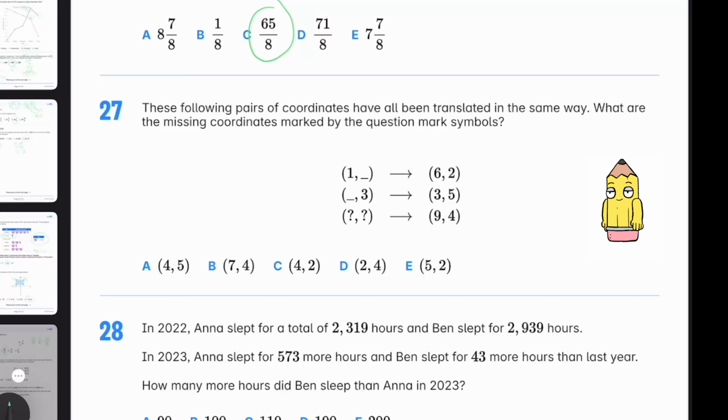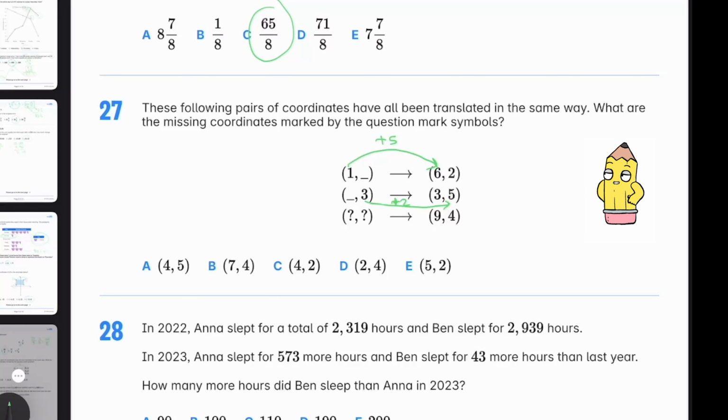So these following pairs of coordinates have all been translated in the same way. What are the missing coordinates marked by the question mark symbols? So first we work out the translation. To get from 1, something to 6, 2, we must add 5 to the x coordinate. To get from the second one, where you got a blank, 3 to 3, 5, we must add 2 to the y coordinate. So the translation is 5 right and 2 up.